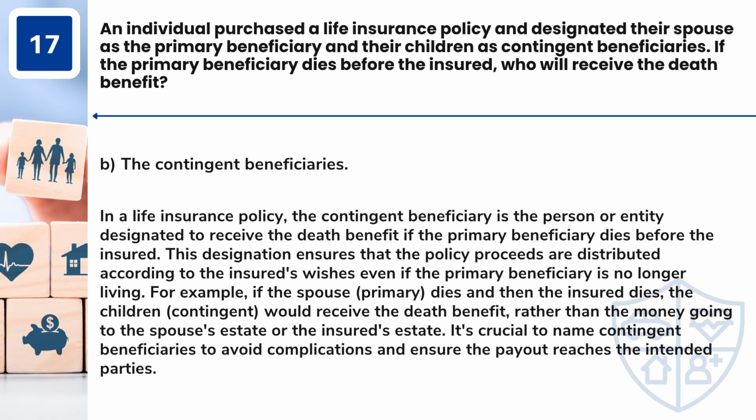Answer: B. The contingent beneficiaries. In a life insurance policy, the contingent beneficiary is the person or entity designated to receive the death benefit if the primary beneficiary dies before the insured. This designation ensures that the policy proceeds are distributed according to the insured's wishes even if the primary beneficiary is no longer living. For example, if the spouse, primary, dies and then the insured dies, the children, contingent, would receive the death benefit, rather than the money going to the spouse's estate or the insured's estate. It's crucial to name contingent beneficiaries to avoid complications and ensure the payout reaches the intended parties.